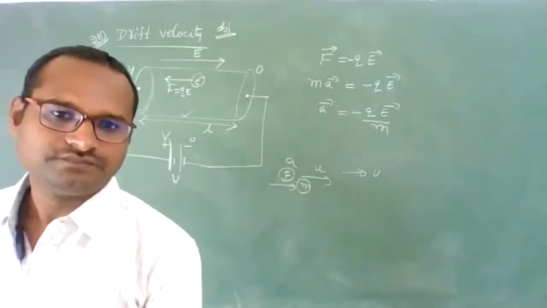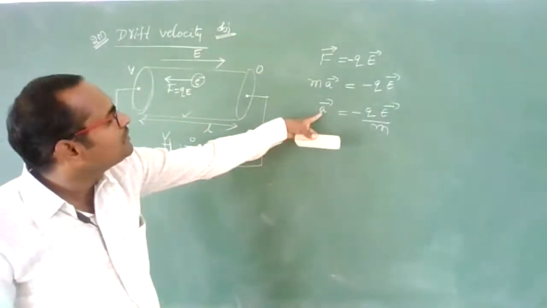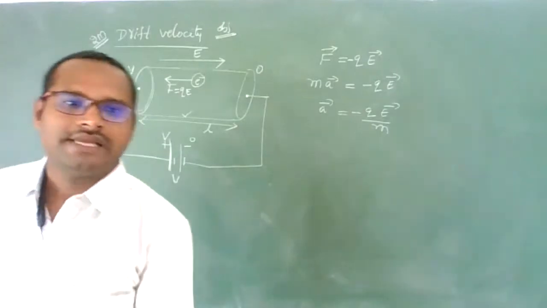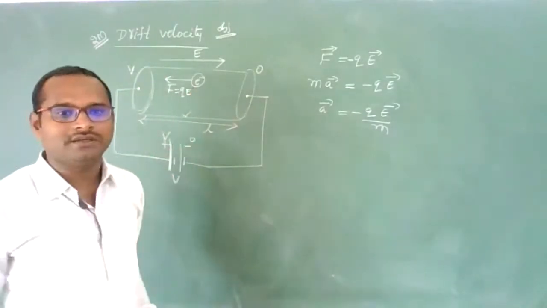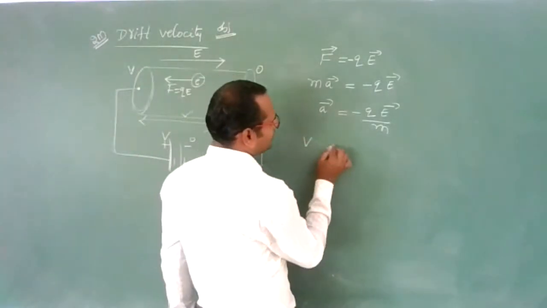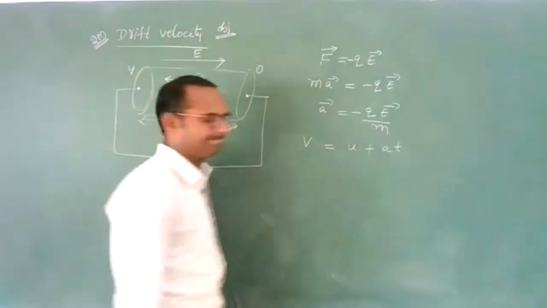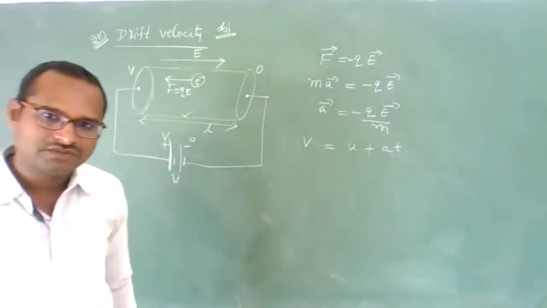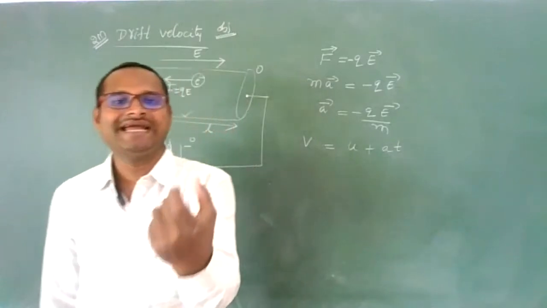Yes or no? Here also, due to the acceleration produced on that electron by the electric field, the velocity of the electron, initially u1, will now become v. The final velocity will be v = u + at. Clear? Here t is nothing but time.